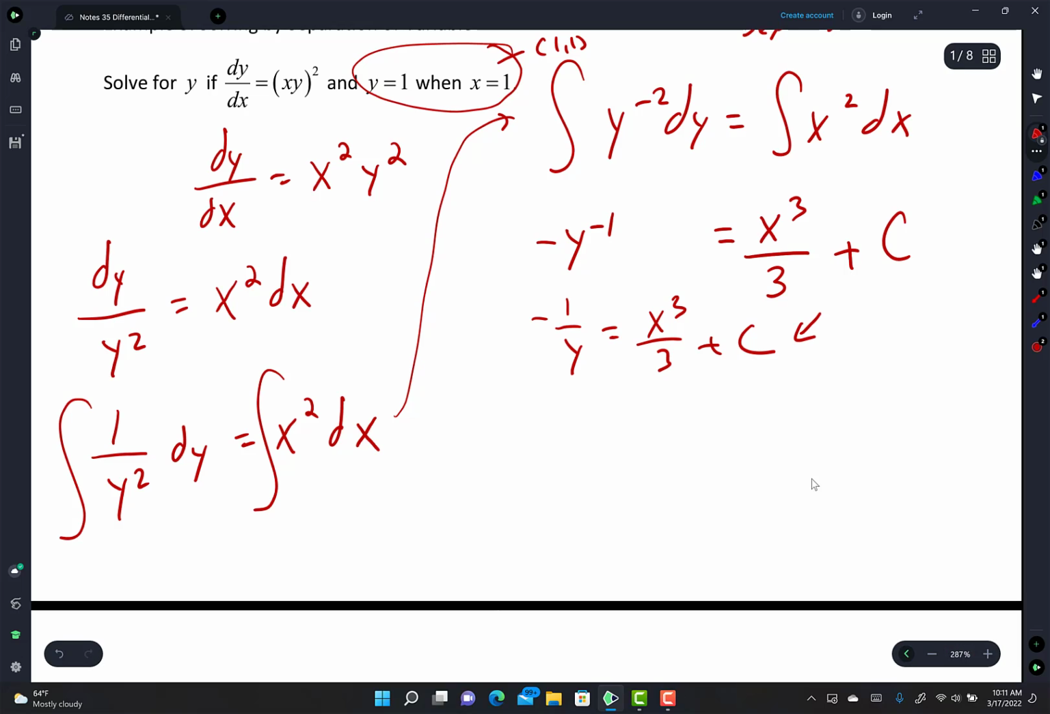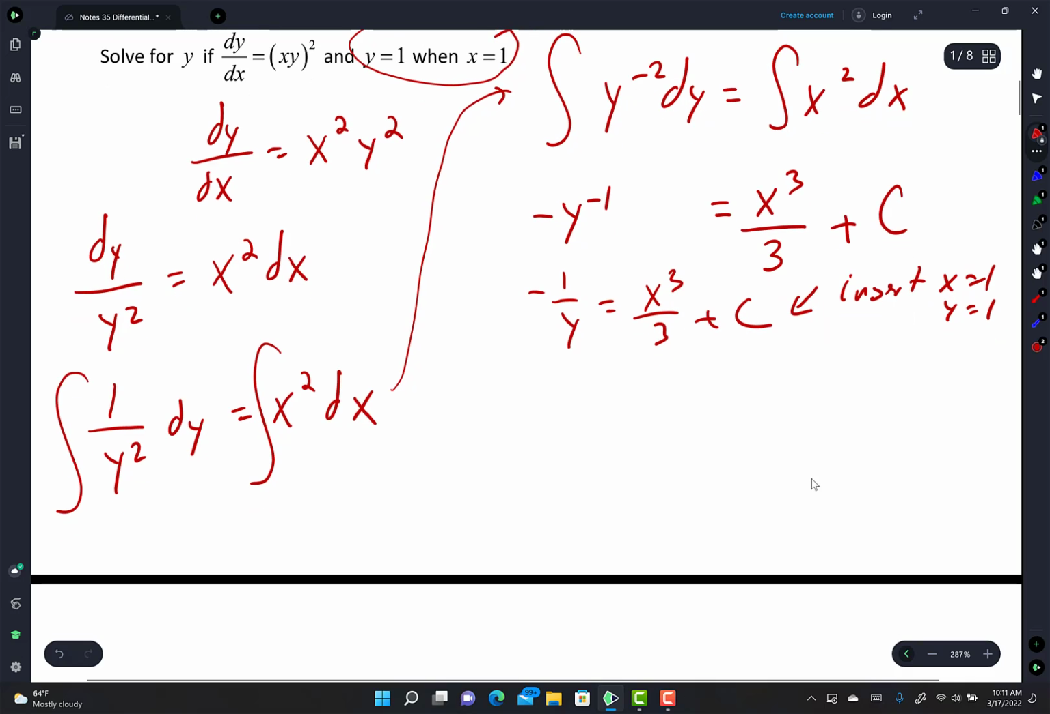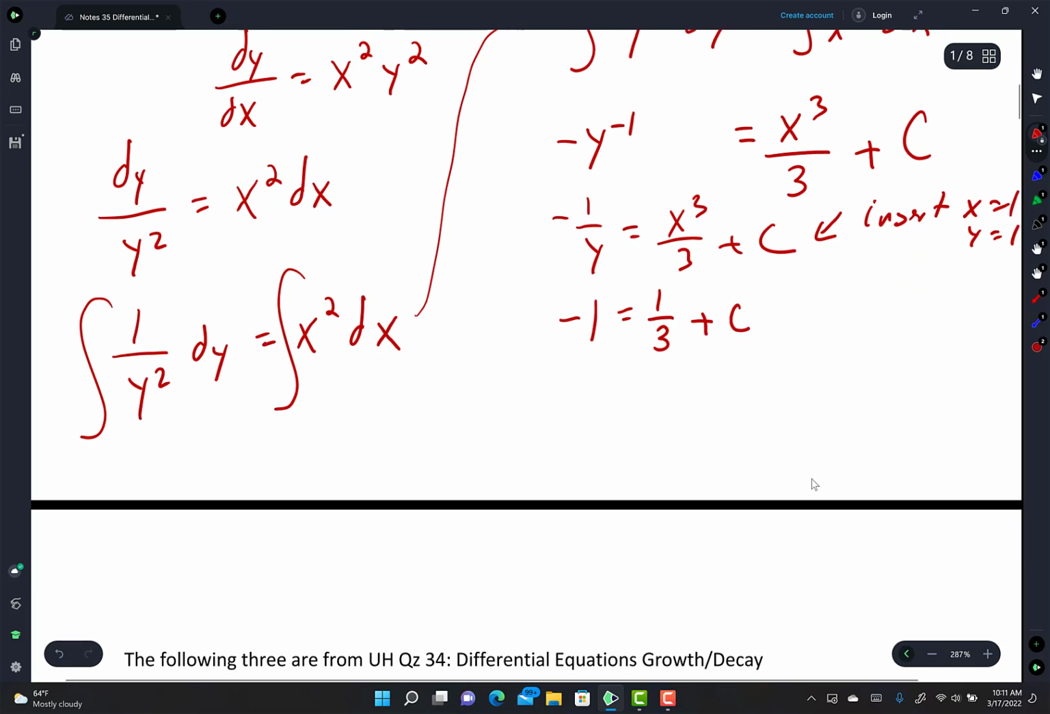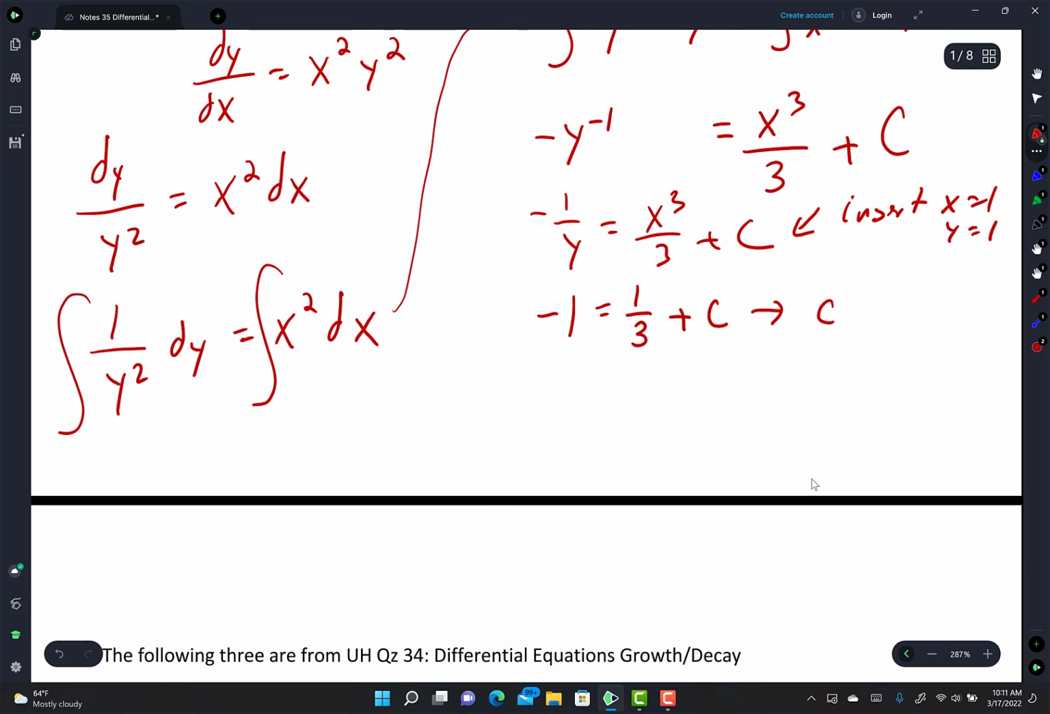So I'm going to insert x equals 1, y equals 1 for good notes. So here we go. Negative 1 divided by 1 is negative 1, equals 1 to the third power, which is 1, over 3, plus c, like that, right? Okay. Now how do I get c by itself? Subtract 1/3. So I'm going to write an arrow. I'm going to put c equals, what is negative 1 minus 1/3? Perfect. So negative 4/3. I wrote an arrow because I'm running out of space here.